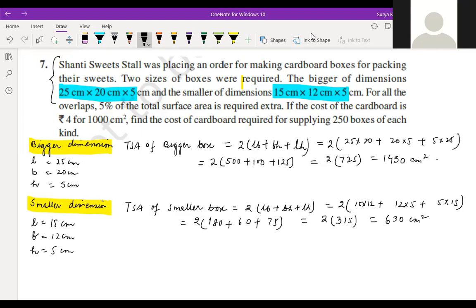Yes, sir. Now they are asking for 5% of the total surface area extra. Now you can add this and this both, and you can find 5% extra on it. You can find that. Yes, sir. Into 5 by 100. I can't understand that part, sir, the 5% part. You're not understanding 5%? See, if you have gone to any marriage ceremony and you have packed sweets in a box.